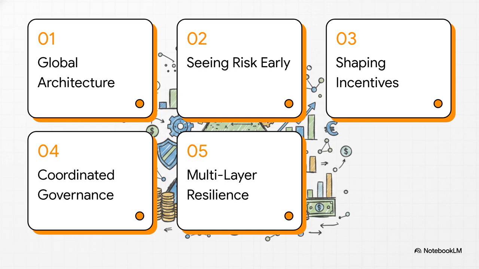We'll start with the global stability architecture. Then we'll lay the foundation by seeing risk early. From there, we'll build the structure to shape incentives, move up to the command center for coordinated governance, and finally, synthesize it all by building multi-layer resilience.